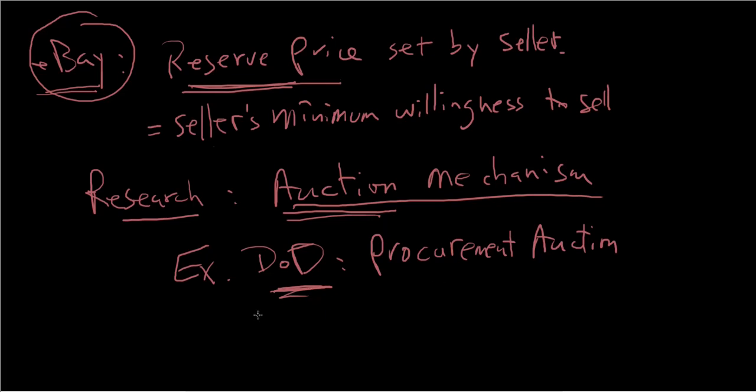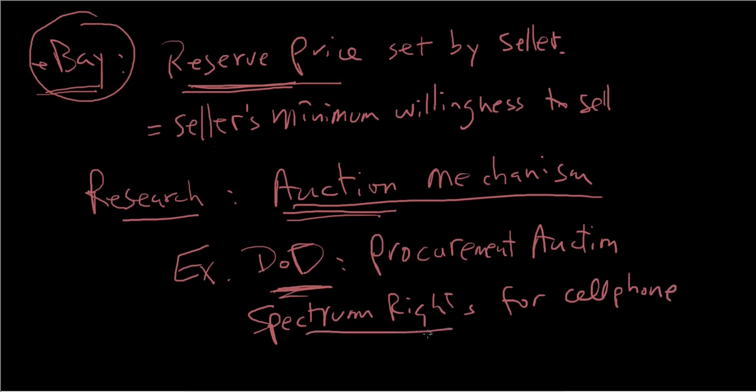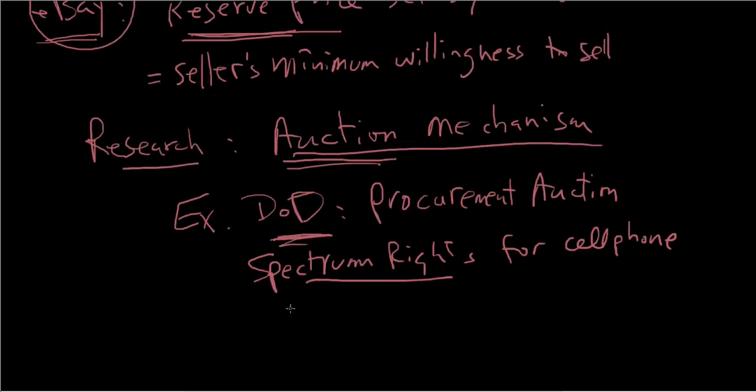Another good example would be your cell phone spectrum rights. The government auctions off these spectrum rights for cell phones to network providers, right? And another good example is that Google uses this auction mechanism very often for advertising.